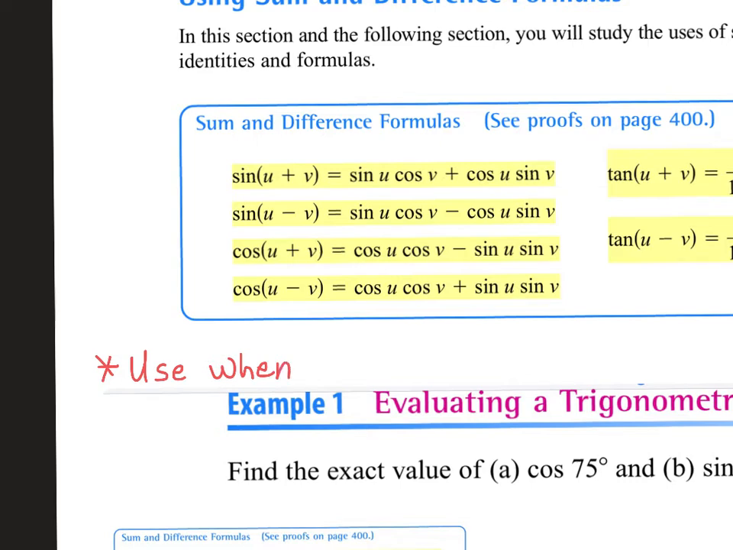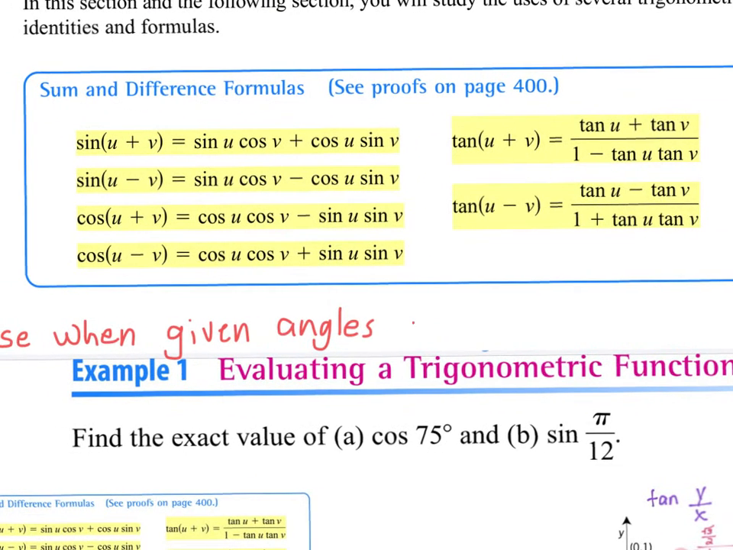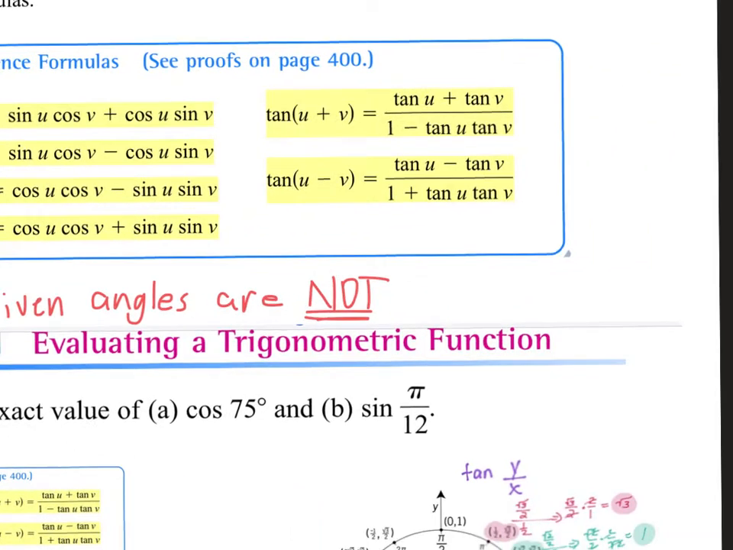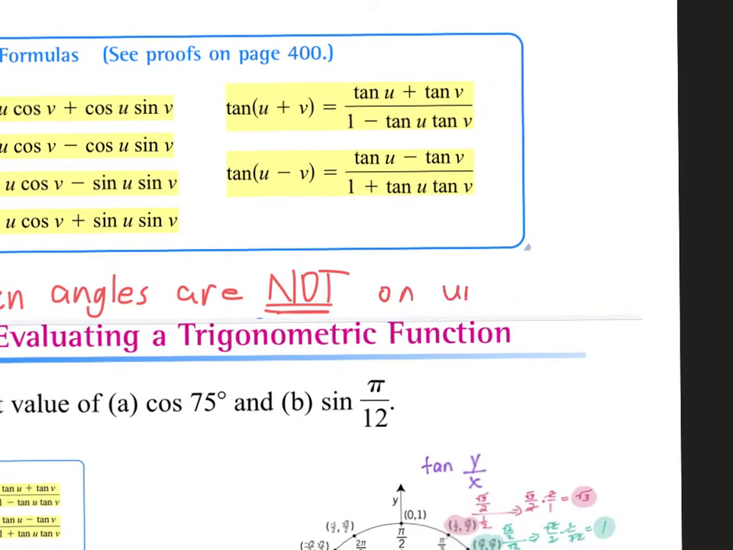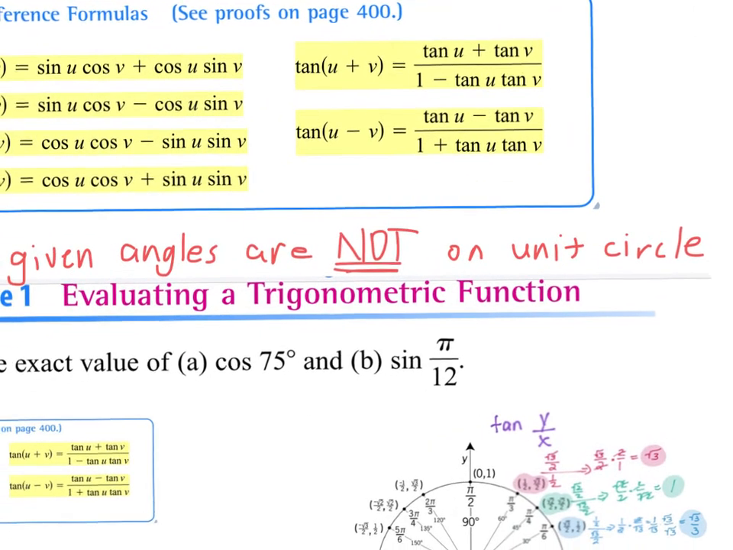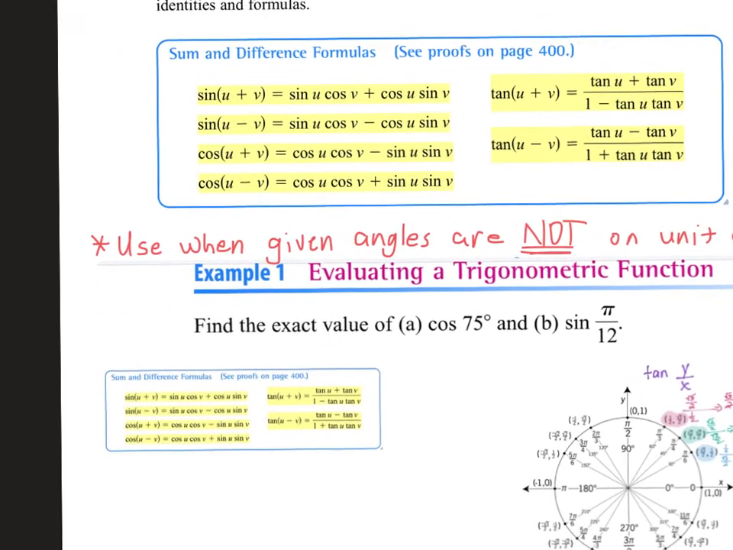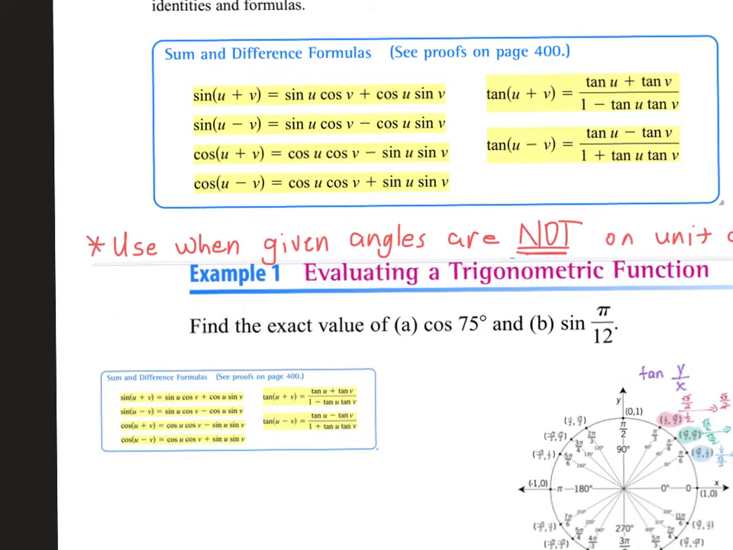when given angles are not on the unit circle. All right, they're going to say, what's the cosine of 75? Well, 75 is not on the unit circle, so that's why we use these formulas, because you're going to find two angles that are on the unit circle that either add or subtract to give you that. Super easy, I promise. We'll go through it.